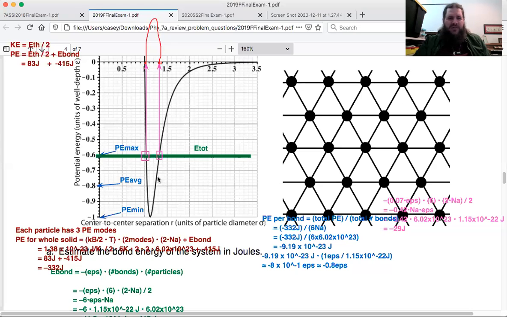Yeah, the maximum kinetic energy would be 0.4 epsilon because that's the difference between the total energy and the minimum potential energy. In other words, this difference between the lowest potential energy and the total energy, that's the largest the kinetic energy can be. Because kinetic energy is going to be the difference between E total and potential energy, and this is the largest that difference can get. Any other questions on this one?